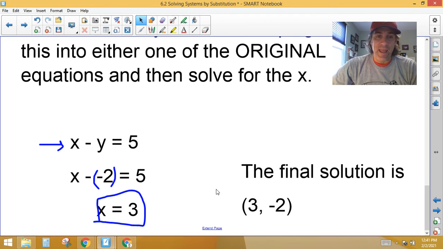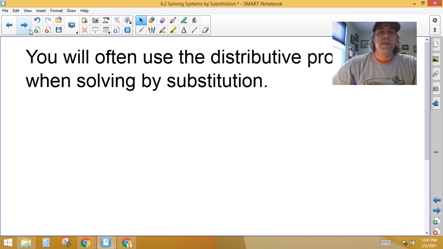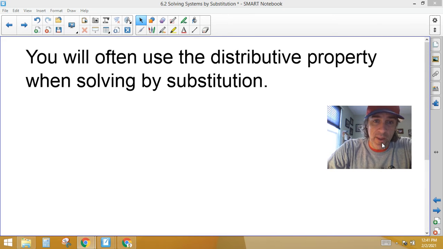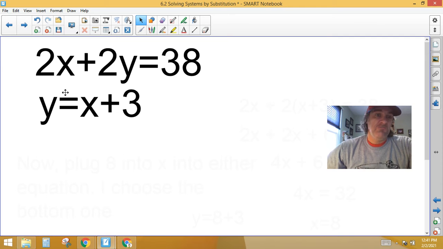I know that was wordy and lengthy. It does get quicker, but the first time explaining it, there it is. All right. Now, sometimes we may need to use the distributive property when solving by substitution. What that means is something like this.